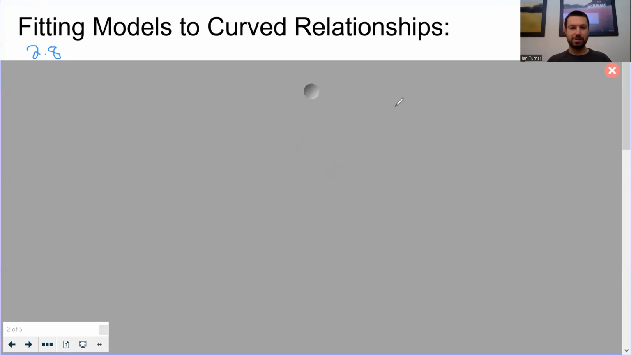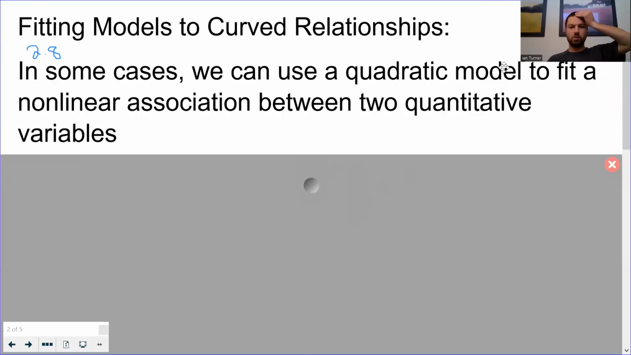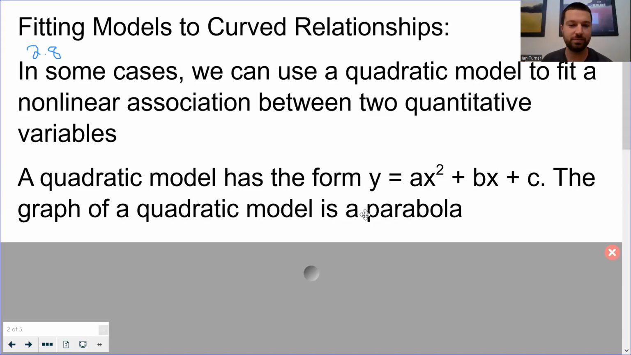Sorry, I'm still moving some stuff around here. All right. So there are cases where we want to use a quadratic model to fit a nonlinear association between two quantitative variables. So if we don't want to use a linear model, we can use a quadratic model. Here is the quadratic model. We're going to write it as y equals ax squared plus bx plus c. And it makes a parabola. Very famous. You guys have done this stuff, hopefully since you were in Algebra 1, where you did some quadratic stuff. So now we're just going to work on fitting some quadratic models to a parabola.